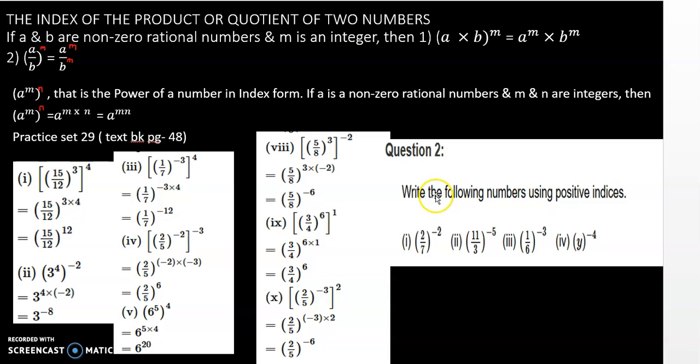Next, it is write the following numbers using positive indices. So 2 upon 7 raised to minus 2. Positive indices means this power should be converted into positive form. So this is a multiplicative inverse. So what will it be? 7 upon 2 raised to 2. So that answer we will see now.